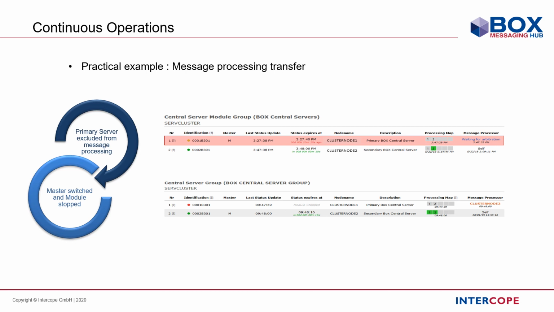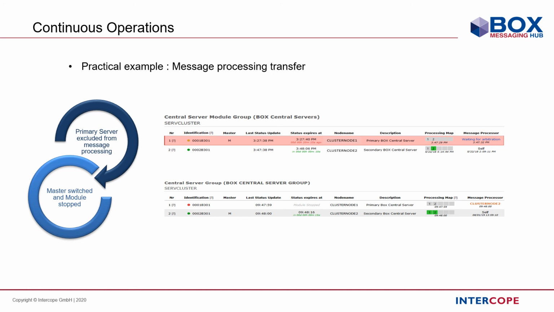Now, in regards to the processing of messages, you can see here that for some reason the primary central server with the master status set has been excluded from the message processing, and the respective messages are now being made available for the other group member.